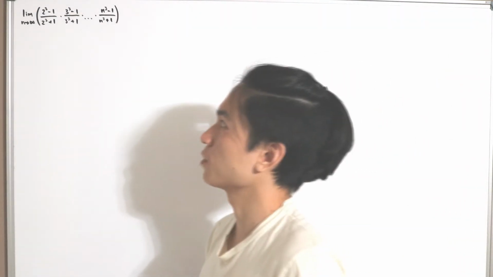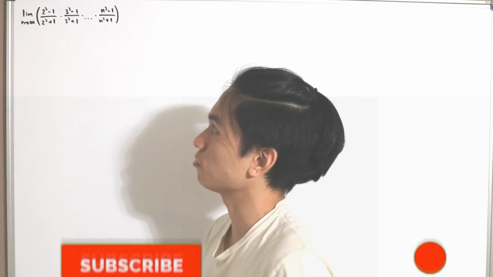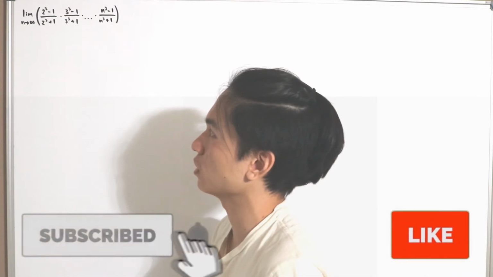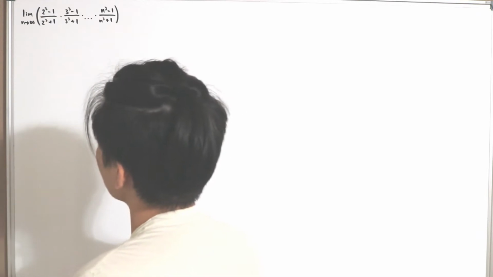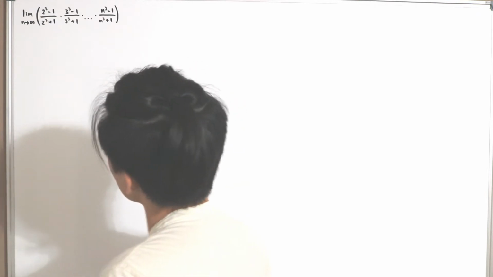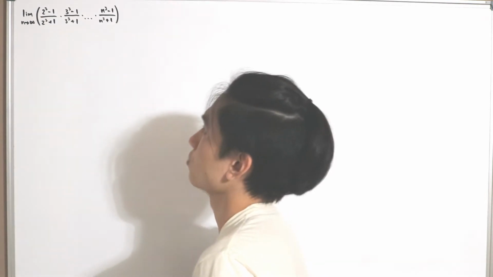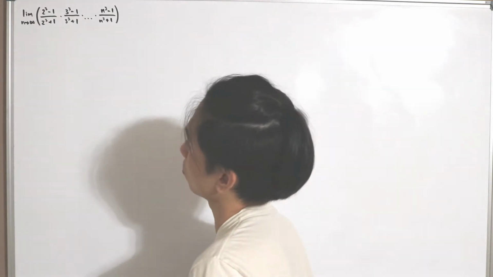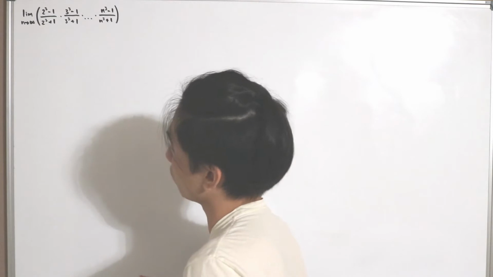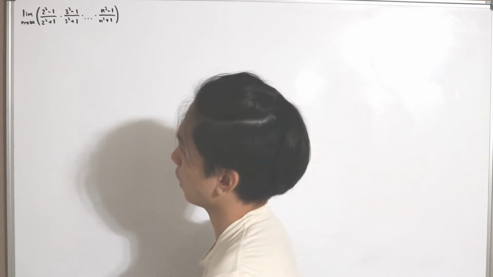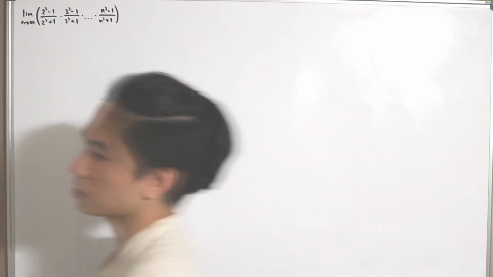So this time we have a problem to evaluate: the limit as n approaches infinity of (2 cubed minus 1) divided by (2 cubed plus 1), multiplied by (3 cubed minus 1) divided by (3 cubed plus 1), and then multiplied so on and so forth up to (n cubed minus 1) divided by (n cubed plus 1). So we have a product here, so with that, let's get started.